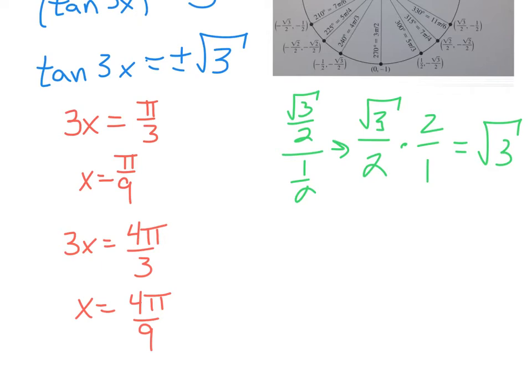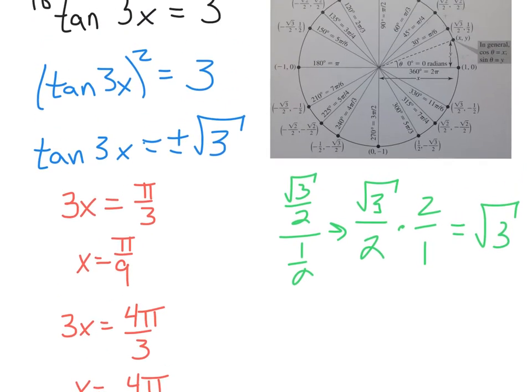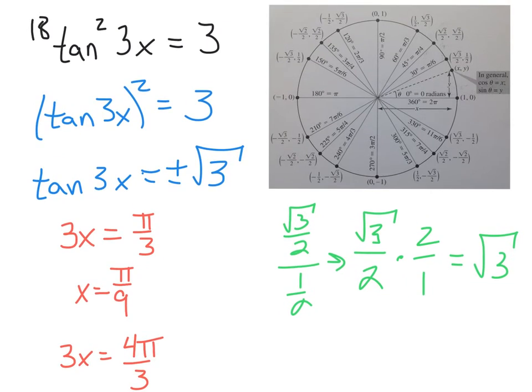Okay, and then the negatives would be found the same way. We still need our y value to be radical 3 over 2. So then we would be up here. That would give us a negative radical 3. And then down here would be the other negative radical 3. So then we're talking about 2 pi over 3 and 5 pi over 3.